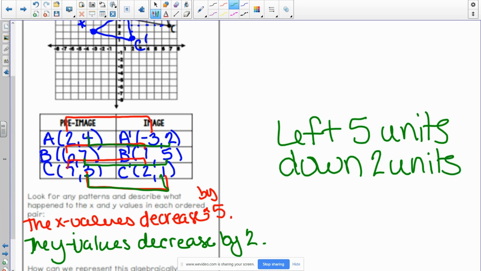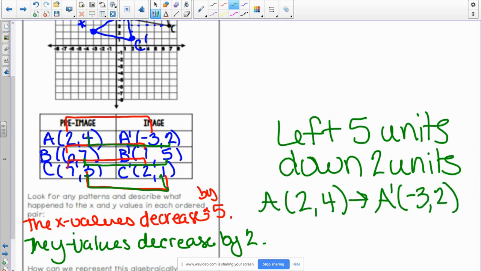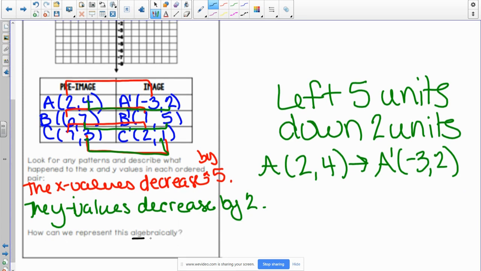So if I take an ordered pair up here, we'll just do A. A was at (2, 4), and it changed to A prime at (-3, 2). So we're going to work on what we call the algebraic expression, or from the learning target, the coordinate notation. So what happens to the x and y values? Well, we just looked at the pattern here. All the x values decreased by 5, all the y values decreased by 4. So I'm going to show that algebraically.